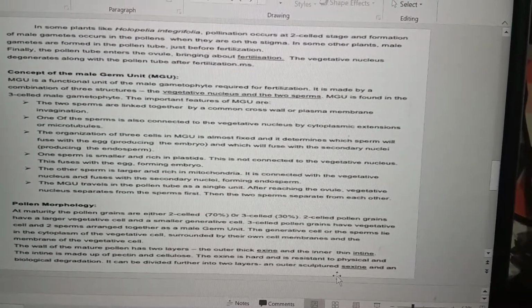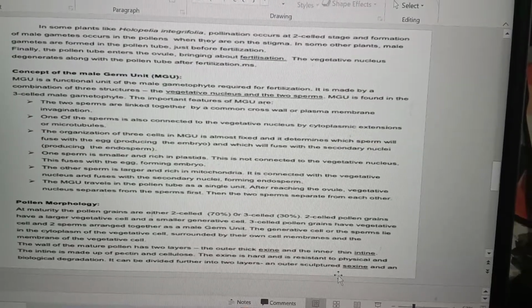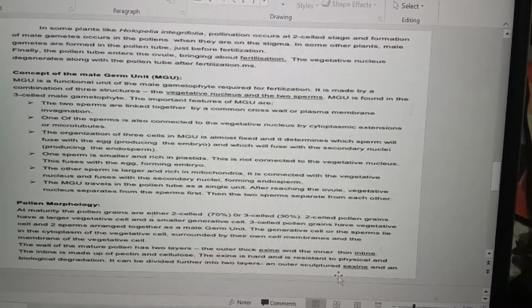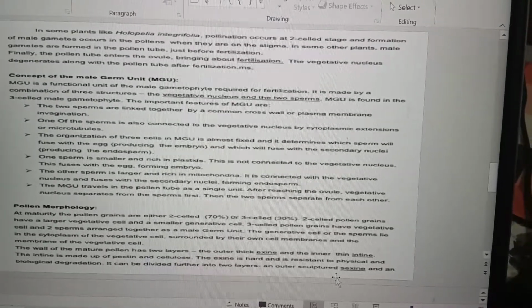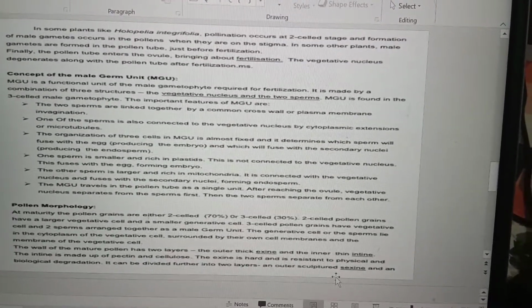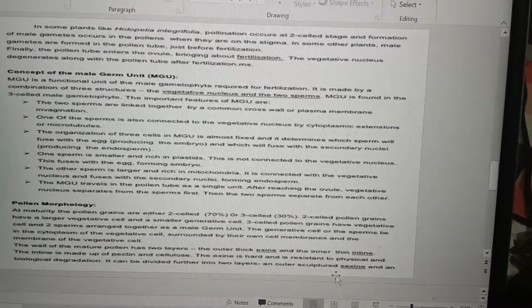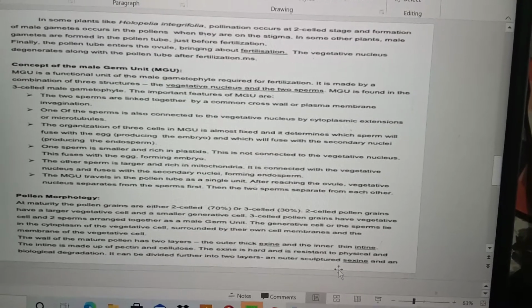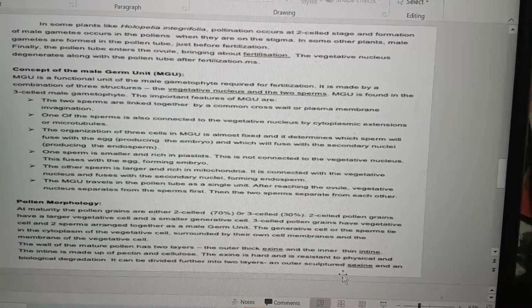The organization of the three-cell MGU is almost fixed, and it determines which sperm will fuse with the egg and which will fuse with the secondary nucleus. One sperm is smaller and rich in plastids. This one is not connected to the vegetative nucleus. This fuses with the egg, forming the embryo. So one is small and the other is large.